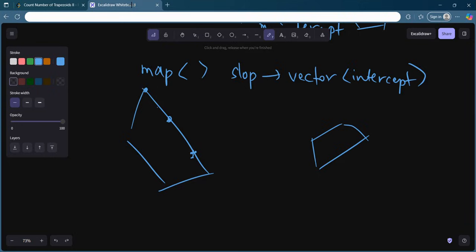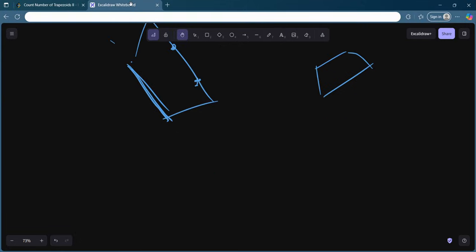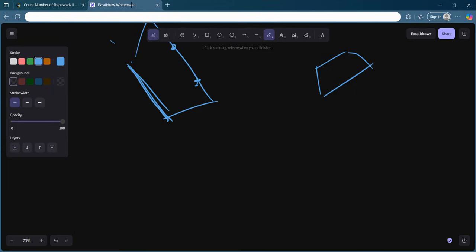So anyways, slope is to a vector of intercepts you are trying to store. What exactly will that give you? It will tell you that for this particular slope, I have this intercept and this intercept. There may be duplicate values of this intercept also, but it definitely tells you that if you select the combination of any two of them, it will give you a valid trapezium. So basically for every slope you store all of the possible intercepts.